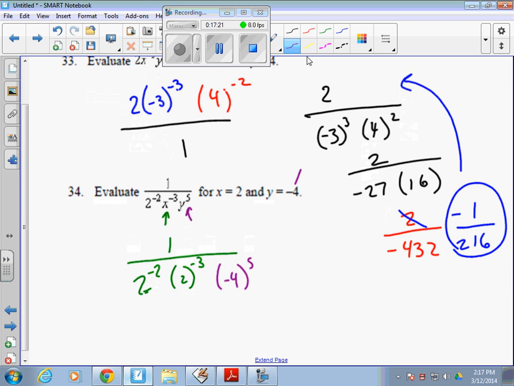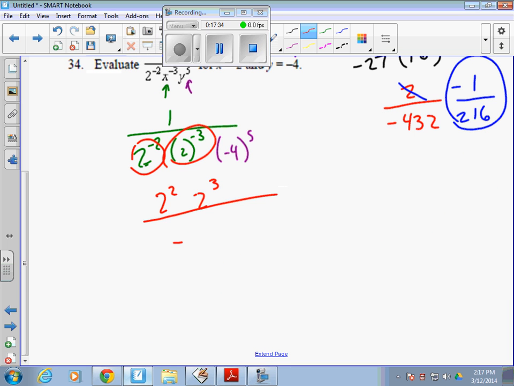So we'll simplify this. Anything being raised to a negative exponent rides the elevator. So this goes up, and it becomes 2 squared. This goes up, it becomes times 2 to the third. Negative 4 to the 5th power is going to stay right where it is, because it's raised to a positive exponent. 2 squared is going to be 4. It's right next to times 2 to the third. 2 times 2 times 2 is 8.